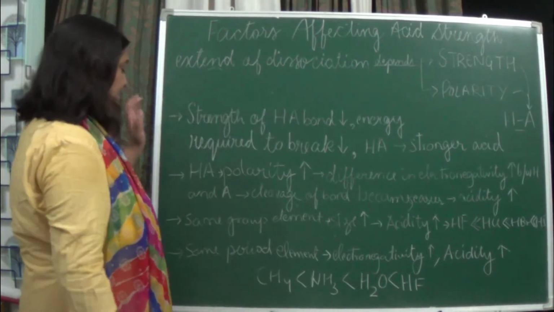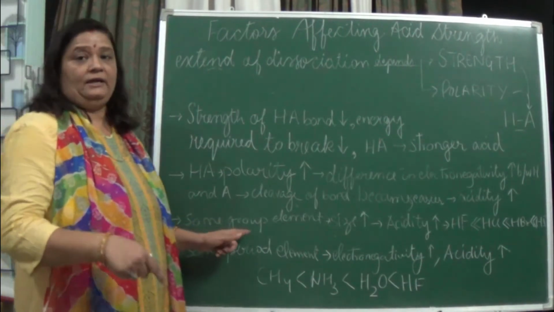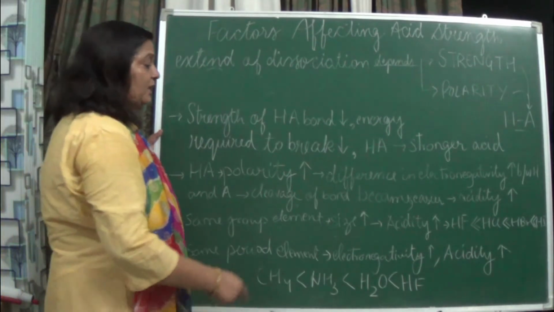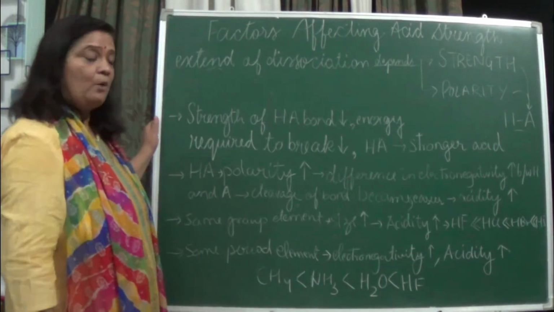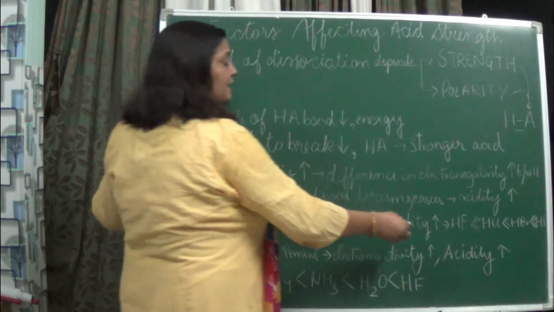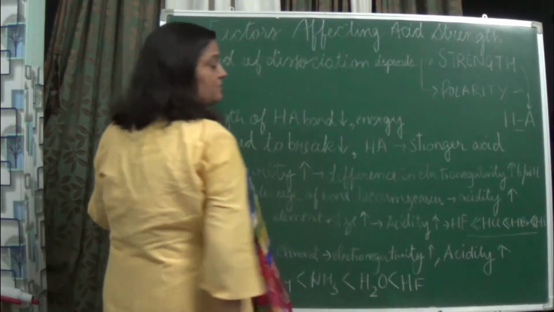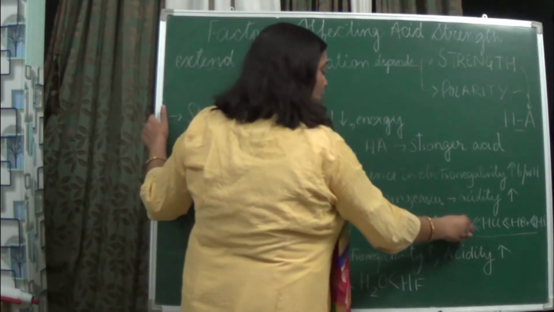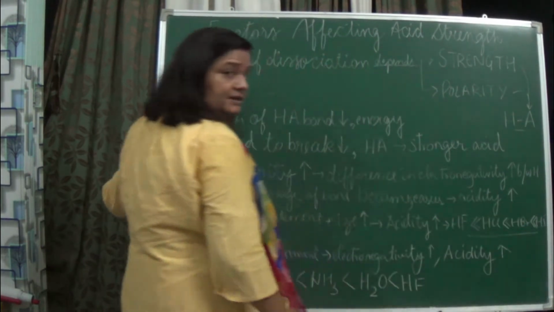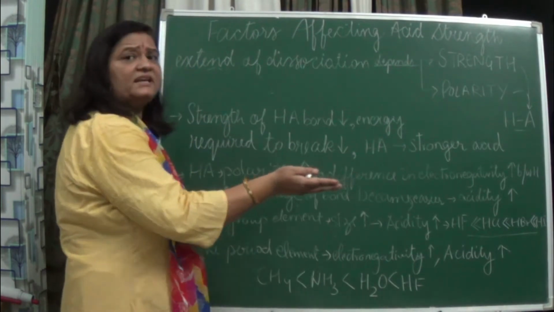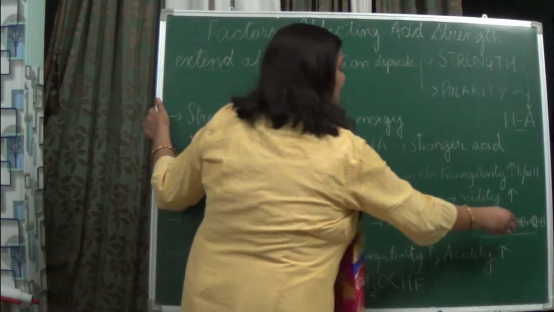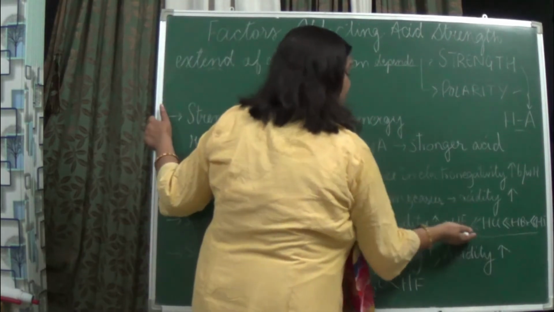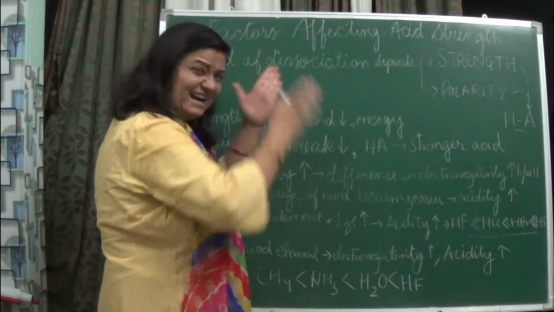Now next, if we are looking at elements in the same group, we have to see the size. If the size is more, acidity will be more. For example, take group 17, all the halogen acids: HF, HCl, HBr and HI. The size of fluorine, chlorine, bromine and iodine is increasing, isn't it? When the size is increasing, acidity will be more. In the HI molecule, the size of iodine is much larger compared with bromine, chlorine and fluorine, and as a result it becomes easy to cleave the bond.